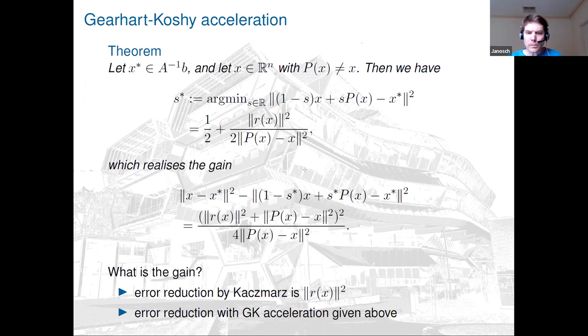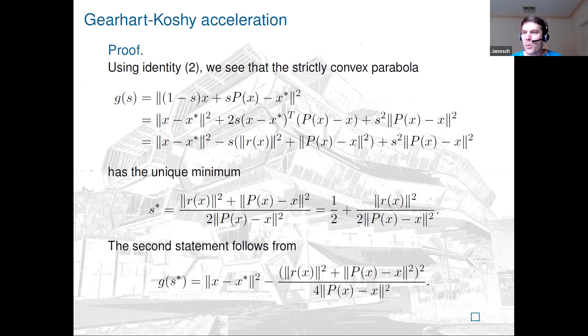And if you wanted to, you could compare this to the error reduction by Kaczmarz, which, as we have said, is basically this square norm here. Okay, so the proof, and this is now basically almost the proof for two papers, which is why I spent so much time on this. Of course they have done some extensions of this, but for the gist of two papers, it is now this one slide.